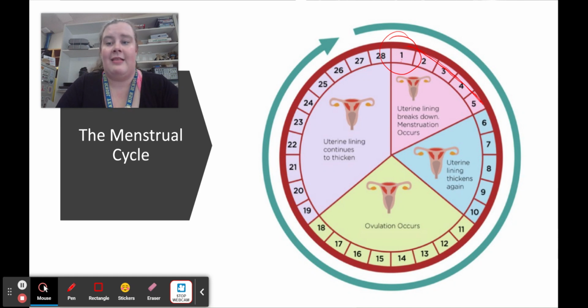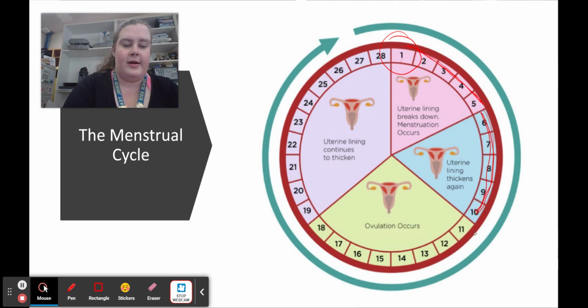So that lasts for, that's the uterine lining, the endometrium lining getting broken down, and the body getting rid of it because there's no fertilized egg. Okay? So then after that, the uterine lining, the endometrium lining, starts thickening again because it's preparing for a new egg, right? So that's what it's doing here in this blue section.